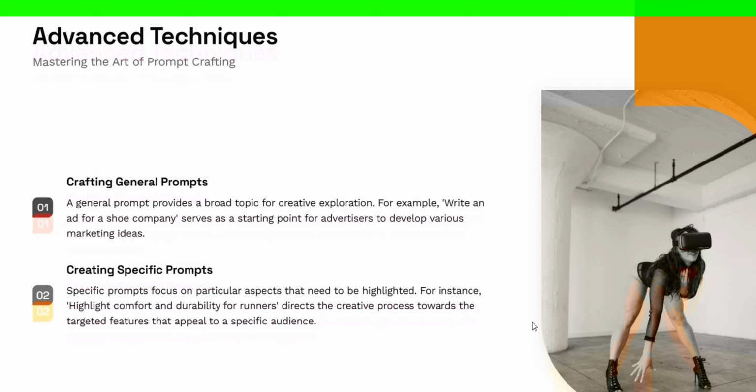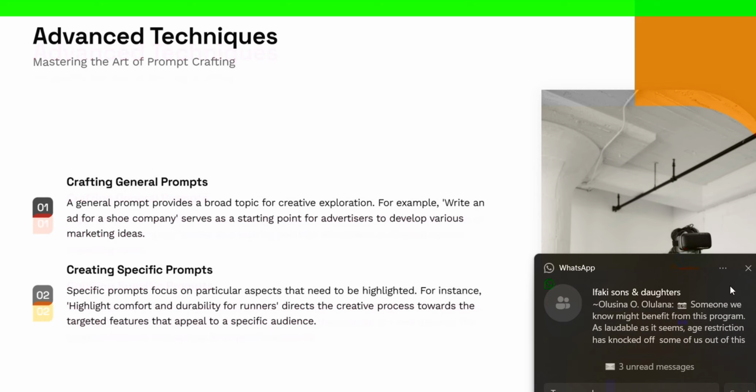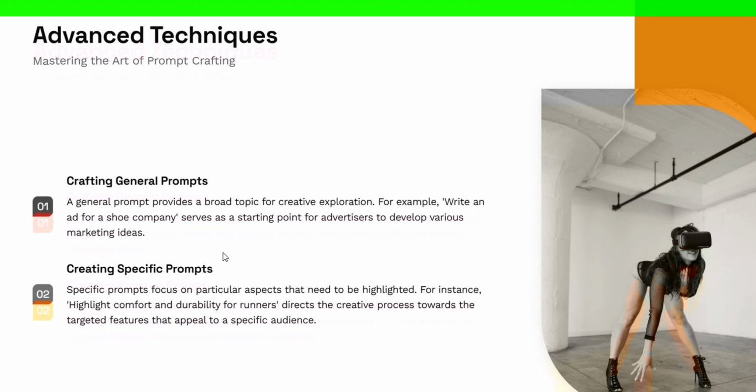Look at it again here. For instance, here you want to highlight the comfort and durability for runners. Then you direct the creative process towards the targeted features that appeal to the specific audience. You can see how comfortable or how durable the shoe is to the runner, and these are the things that any runners are looking out for. So it becomes a lot more specific in what you are bringing up.